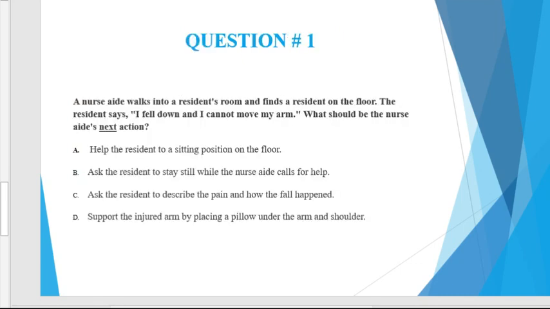Let's take question number 1. A nurse aide walks into a resident's room and finds the resident on the floor. The resident says, "I fell down and I cannot move my arm." What should be the nurse aide's next action? Help the resident to a sitting position on the floor. Ask the resident to stay still while the nurse aide calls for help. Ask the resident to describe the pain and how the fall happened. Support the injured arm by placing a pillow under the arm and shoulder. I hope you will get this one right.